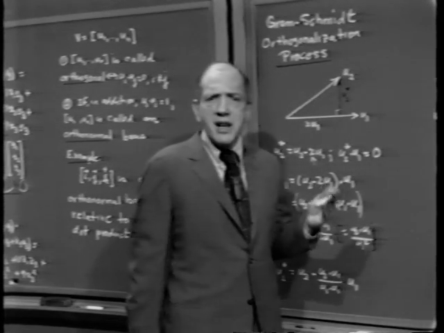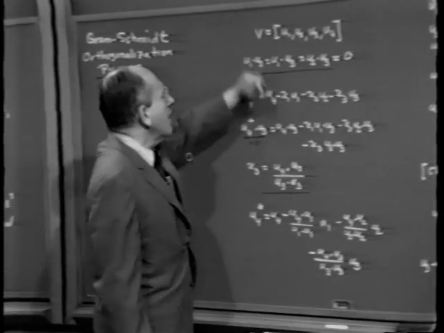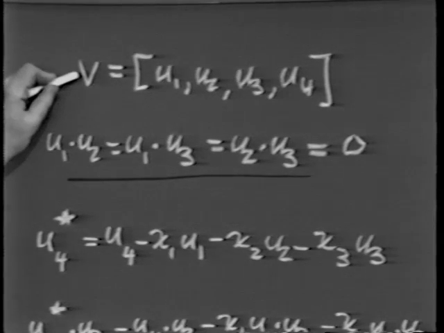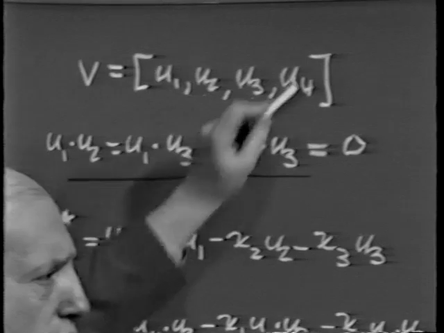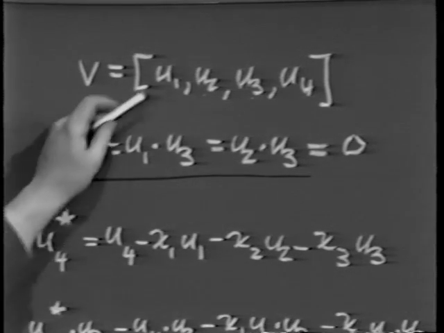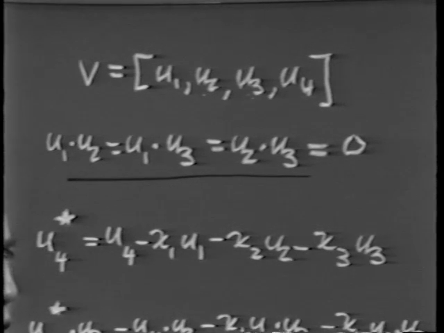Now, to show you what this means in a specific case, let's suppose I have a four-dimensional vector space for which a basis is u1, u2, u3, and u4. Suppose I also know that u1, u2, and u3 form an orthogonal set.